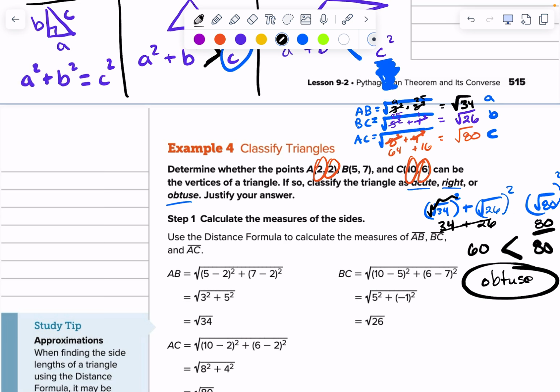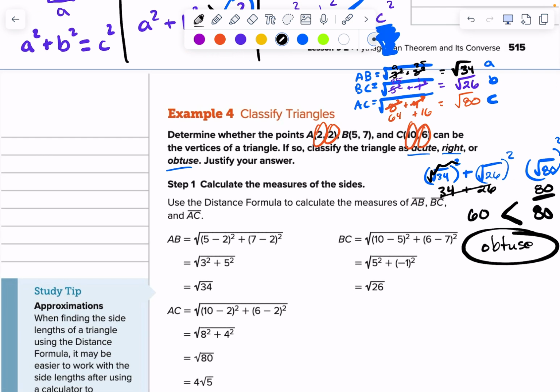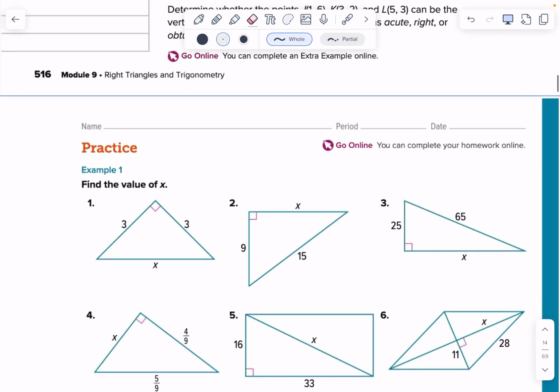Okay, so there's more to the Pythagorean theorem than just the straight a squared plus b squared equals c squared, right? You can use it elsewise. All right, here we go. Here's your homework.